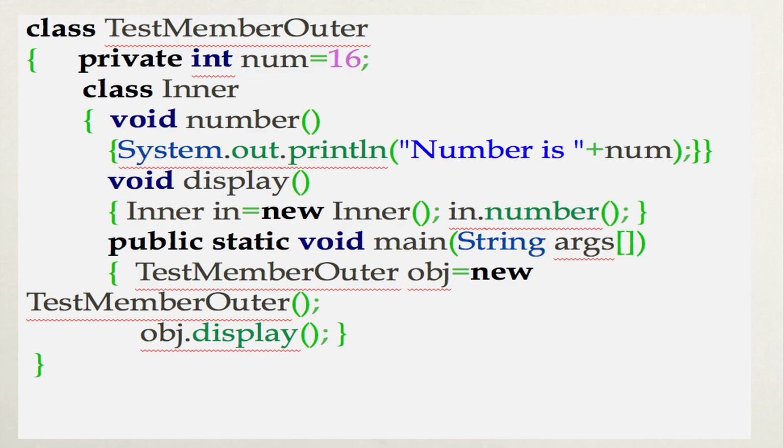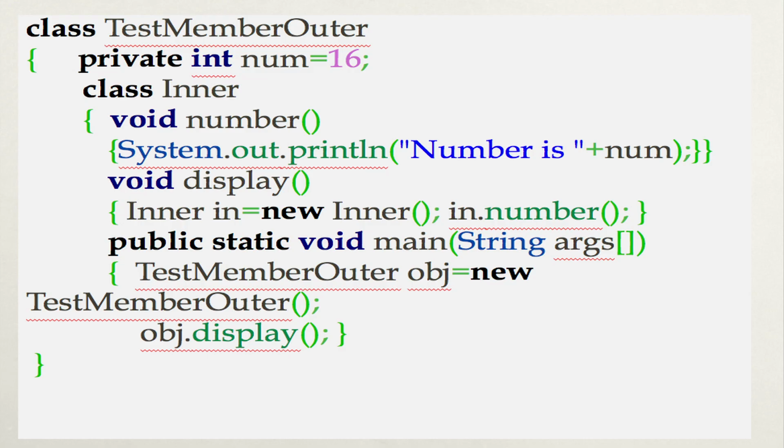You can see here 16 is num. This is the private variable which is defined inside the outer class, and we are printing it. We can use it inside the inner class, in the number function of the inner class. So accordingly it will display the value 16. You can see it, and I have demonstrated it, as well as you can implement this when you execute it on your computer.